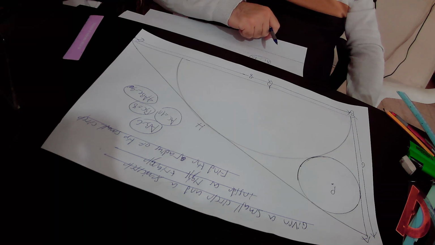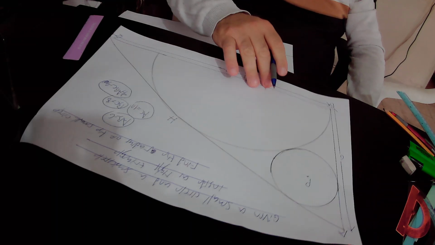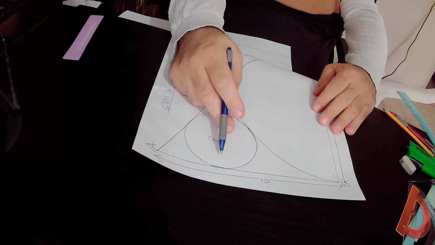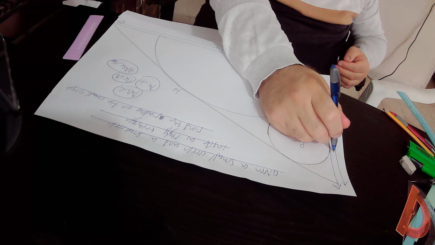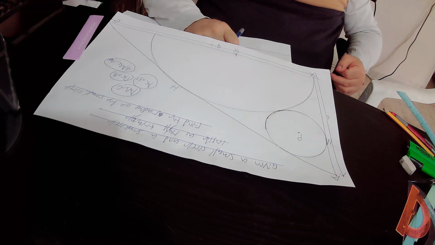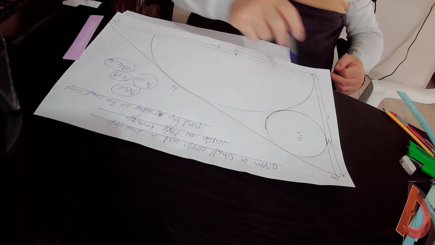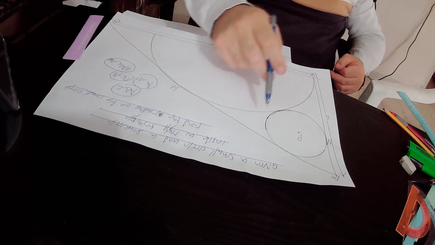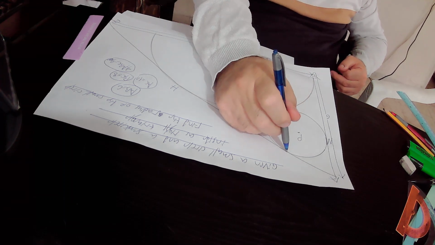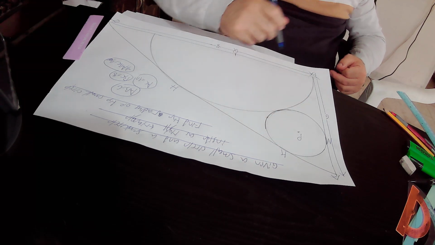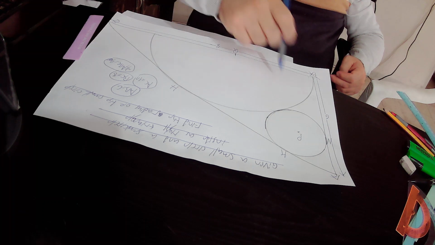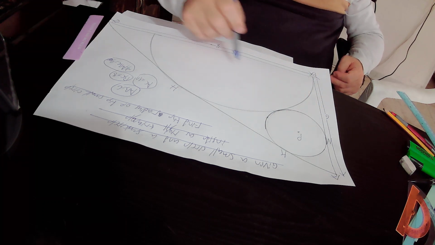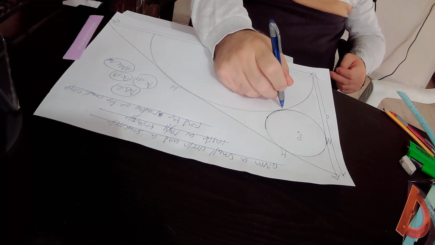We define the point of tangency of tangent AB with this small circle. This point is point N. And we define the point of tangency of tangent AC with this small circle. This point is point K. And we define the touching point of this small circle with this big semicircle. This point is point T.